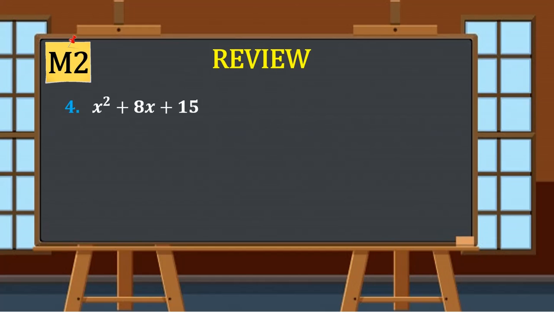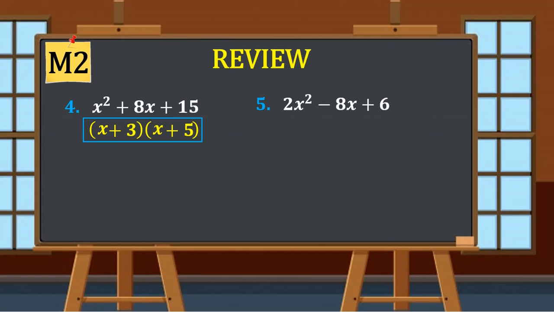For number 4, x squared plus 8x plus 15. First, the factors of the first term. The factors of x squared are x and x. Next, the factors of the last term. The factors of 15 that will give us the sum of 8 are positive 3 and positive 5, because 3 plus 5 is 8. And the factors of expression number 4 are quantity x plus 3 and quantity x plus 5.